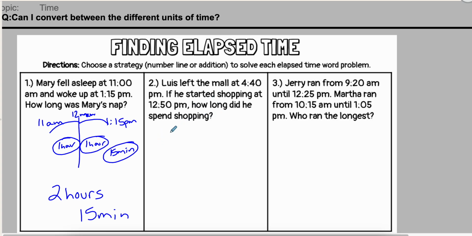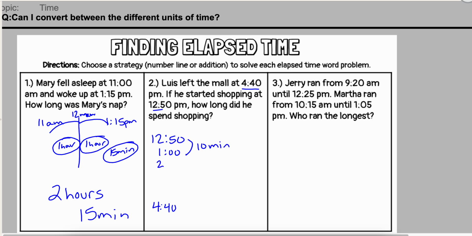In this particular example, this tells us when they left and when they started. And so I had to work this one around a little bit differently. So I started at 12:50 and I went down to 4:40. I like to get myself to a whole number, so I know from 12:50 to 1 o'clock was 10 minutes.